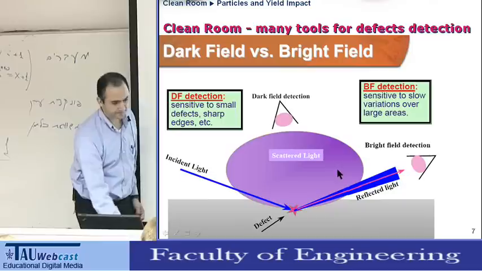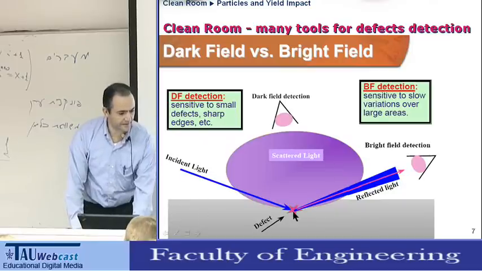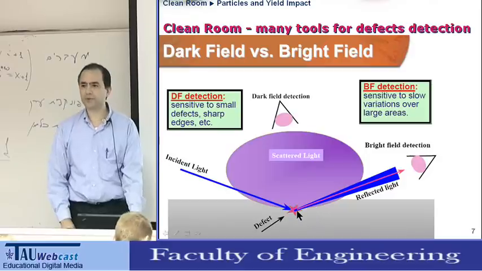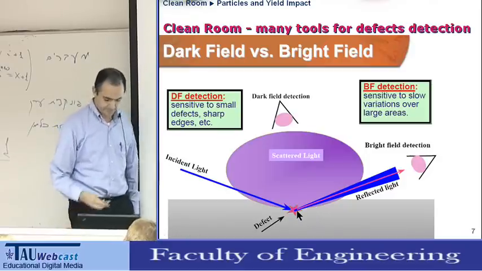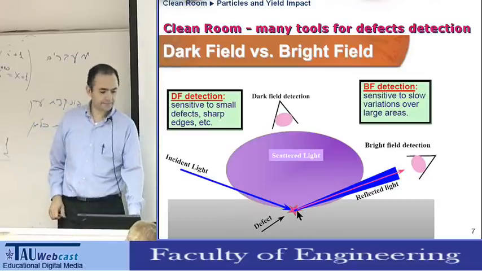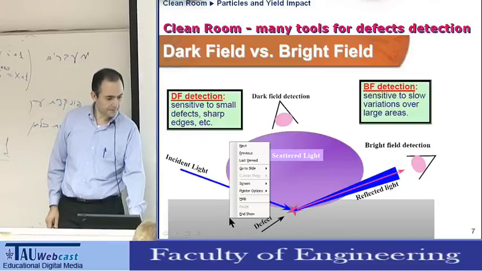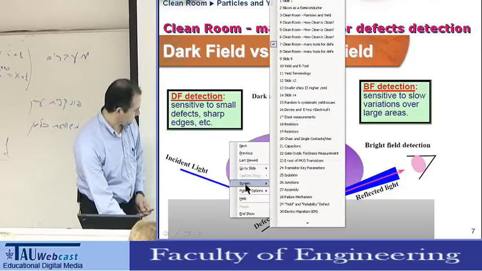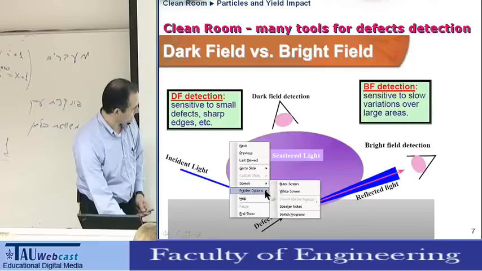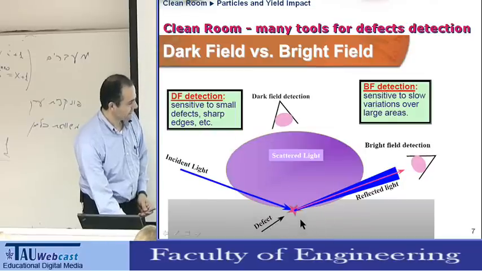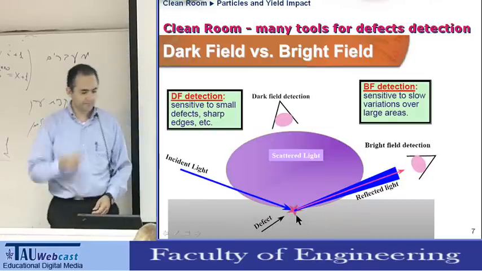This is the wafer. Now, here is a defect we want to see. This is the star here. Okay? Okay, this is the defect we want to see.